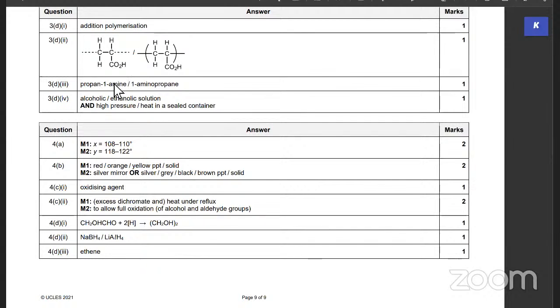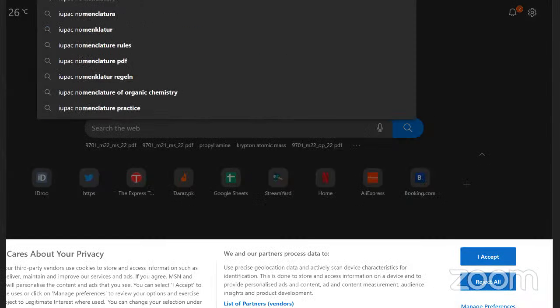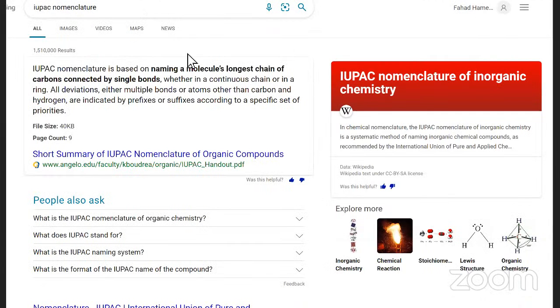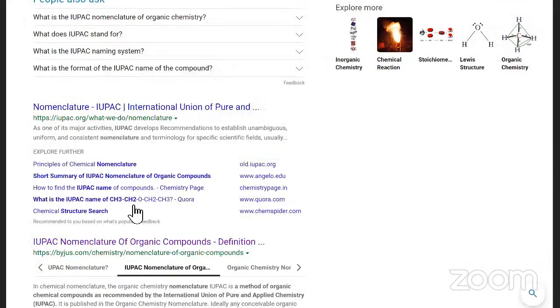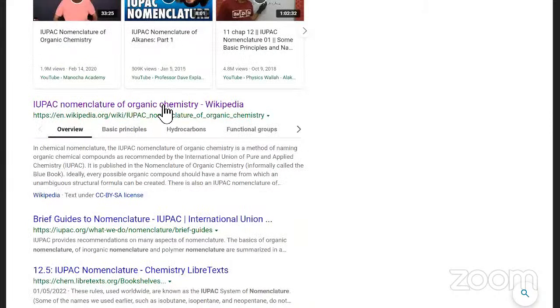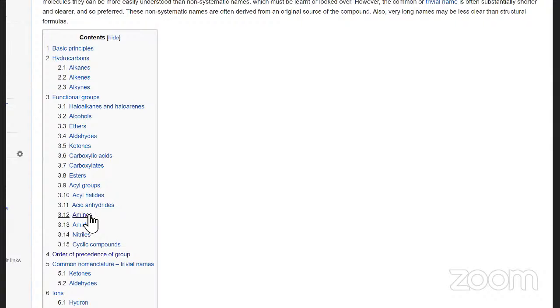So they're going for aminopropane or propanamine, not propylamine anymore. I just wanted to check the IUPAC nomenclature. But I'm pretty sure propylamine is also correct because everywhere propylamine is used. But this one, very quickly, we're going to go with aminopropane, whatever CAIE says. Okay, here we have amines.